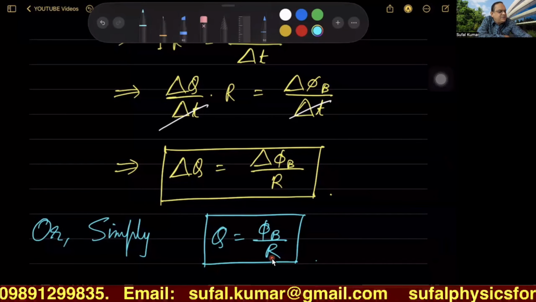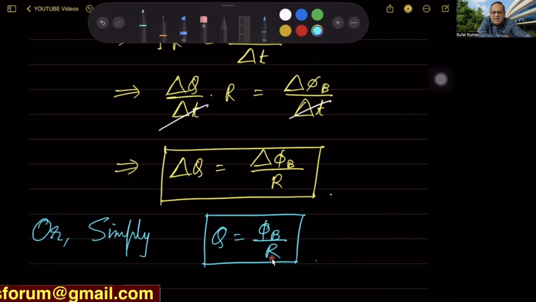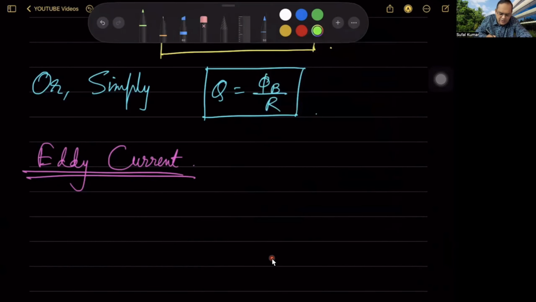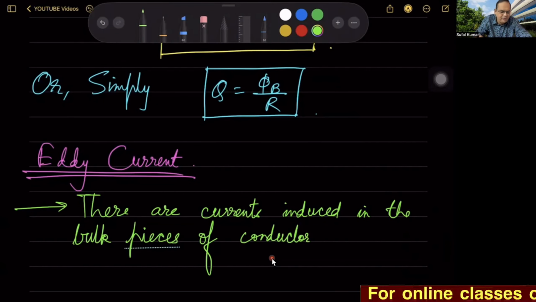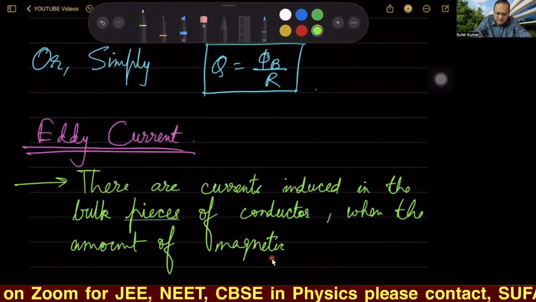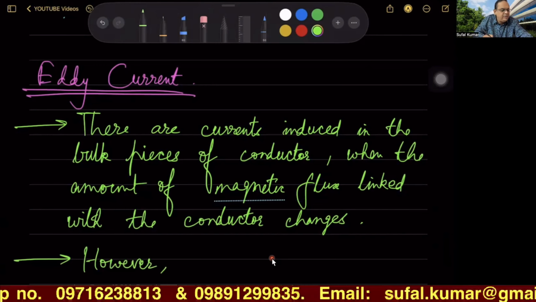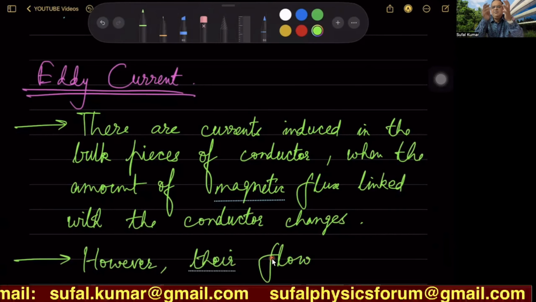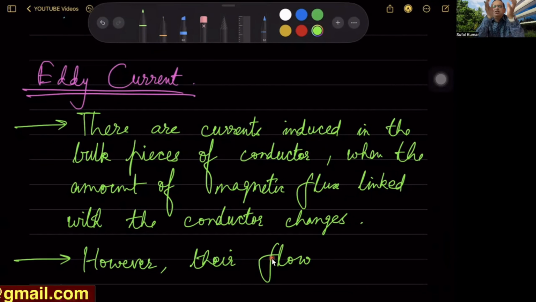And here eddy current has come up, in which I plan to write a lot. So what is eddy current? There are currents induced in the bulk pieces of conductor when the amount of magnetic flux linked with the conductor changes. Their flow patterns, eddy means swirling waves, cyclonic waves, circular waves. It is a special type of induced current generated in bulk piece of conductor.